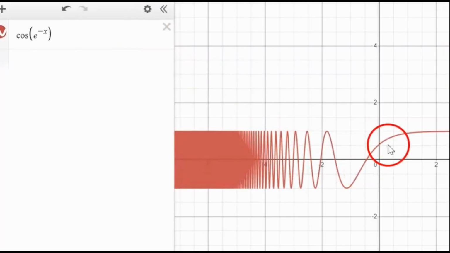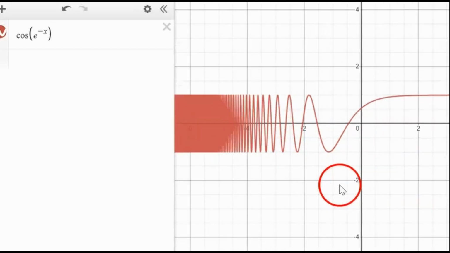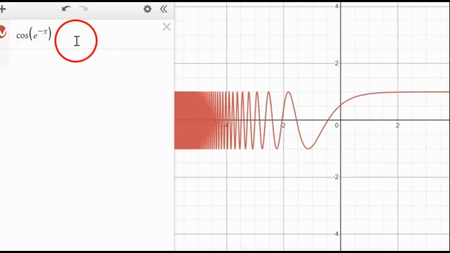This is a sweet function. Check this out. Doesn't this look cool? This is really cool. Oh man. So this is cos of e to the negative x.